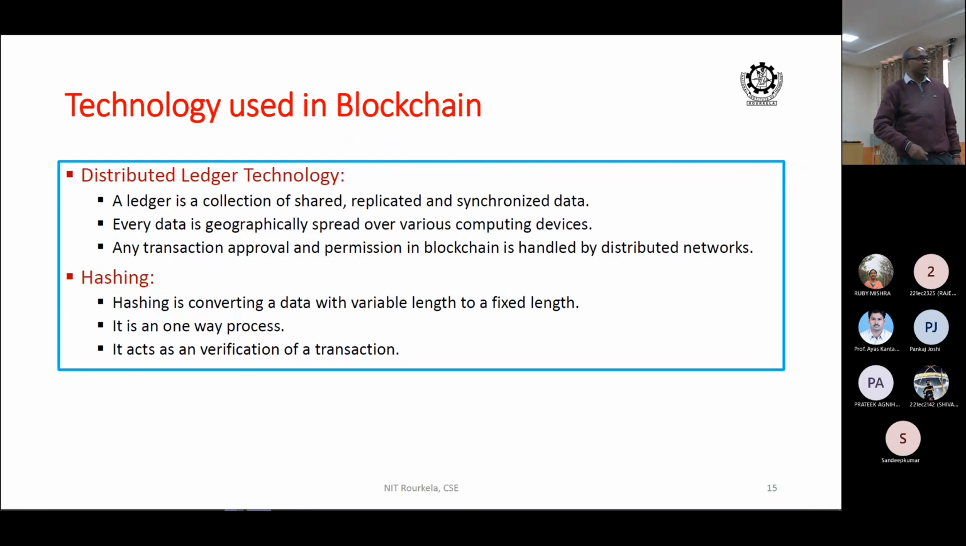Then it uses distributed ledger technology. You can say blockchain is a distributed, decentralized, transparent ledger technology. What is a ledger? In a bank, there is a ledger in which every transaction is recorded. So here, whatever transaction you make, everything gets recorded, and it is recorded in a block. So a ledger is a collection of shared, replicated, and synchronized data. Here, every data is shared.